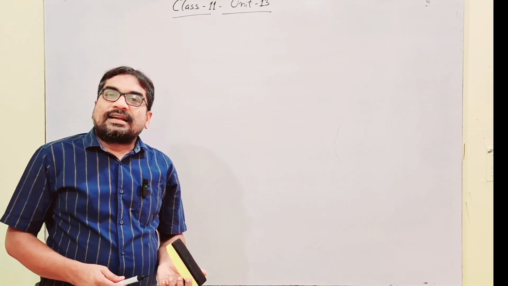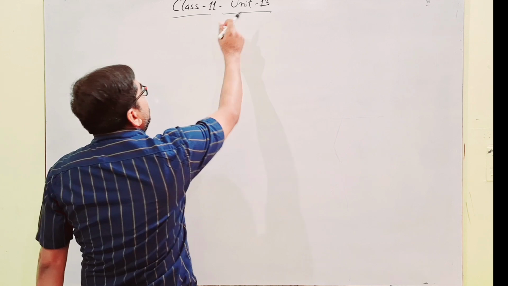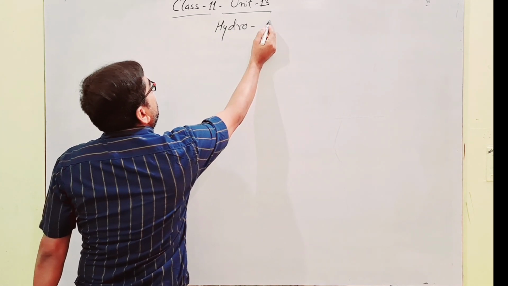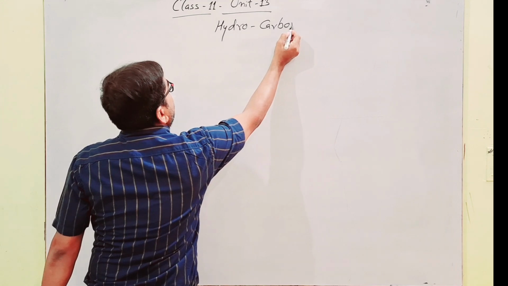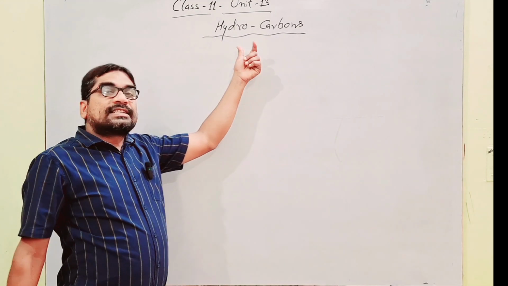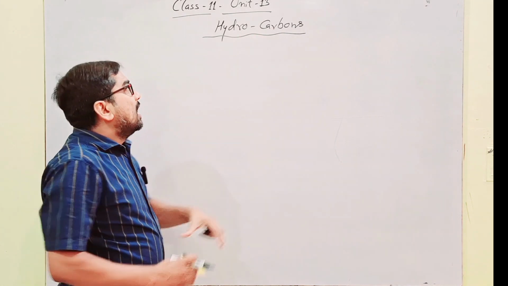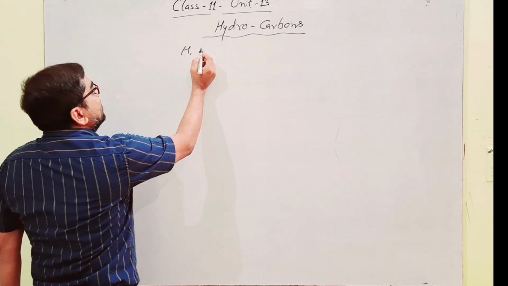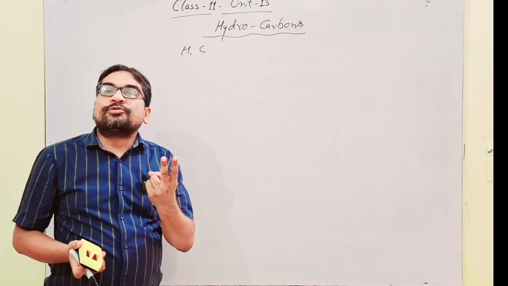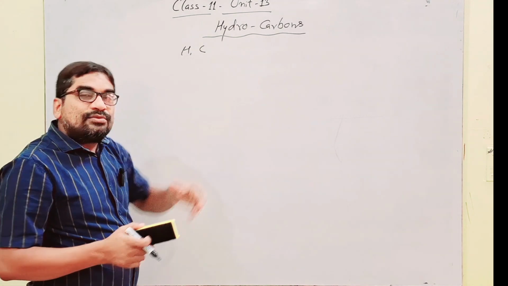Today we will discuss hydrocarbons, class 11, unit 13, hydrocarbon. What are hydrocarbons? It's clear from the name: hydrogen and carbon. So those compounds that have only two components, hydrogen and carbon, are called hydrocarbons.